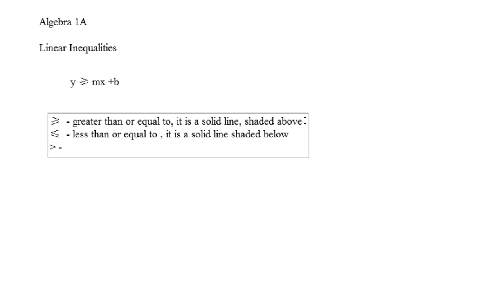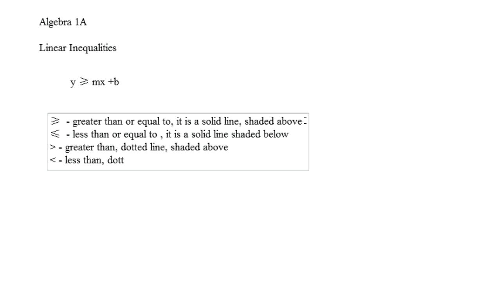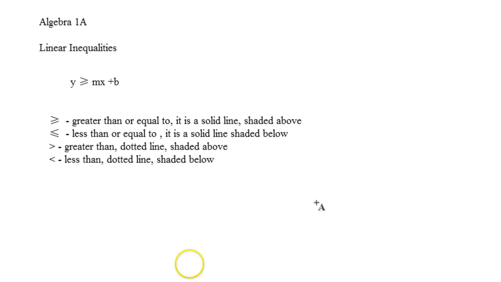Greater than, this is greater than, it is a dotted line shaded above, and less than is going to be less than, dotted line shaded below. Okay, something simple as that.